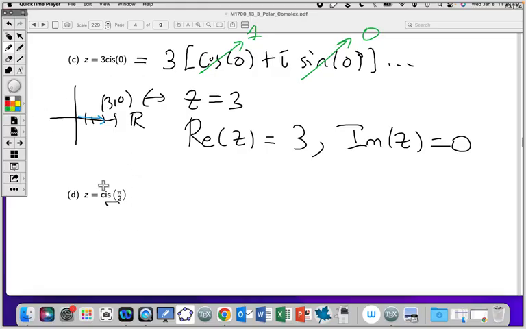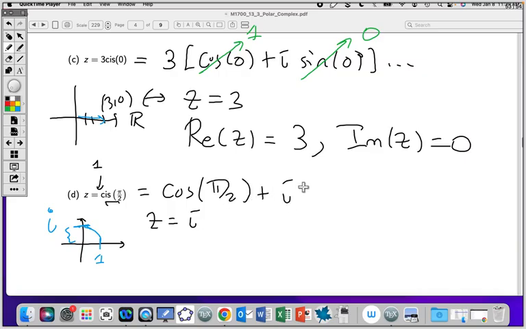Cis pi over 2, there's no coefficient explicitly written, so we can think of that as a 1. So if I think about polar coordinates, I'd be going out 1 unit and then rotating pi over 2. That's going to land me 1 unit up on the imaginary axis, so that should just give me i. If you like, you can go ahead and write this out. Cosine pi over 2 plus i sine pi over 2. Cosine of pi over 2 is 0. Sine of pi over 2 is 1. Sure enough, you get i.